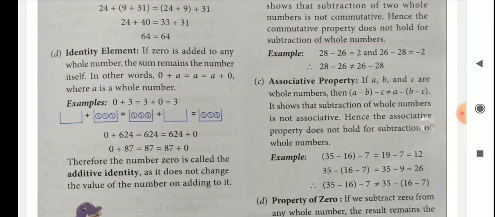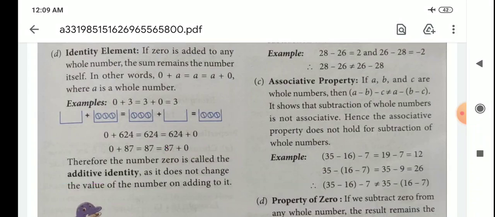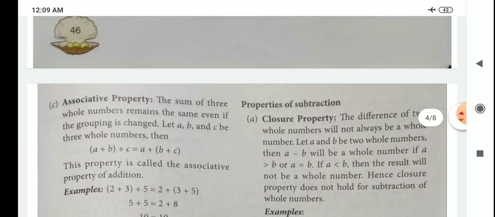Then identity element. If 0 is added to any whole number, the sum remains the number itself. Means if we add 0 to any number, we get the same number. 0 plus 3 equal to 3 and 3 plus 0 equal to also 3. So 0 is called the additive identity.